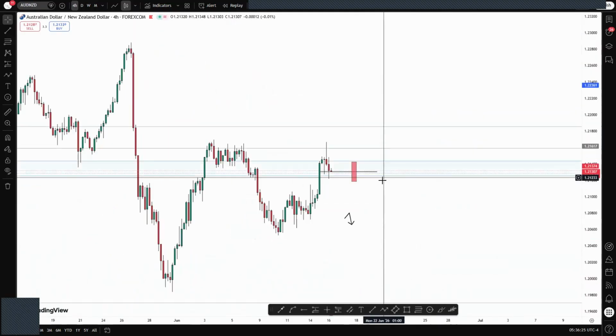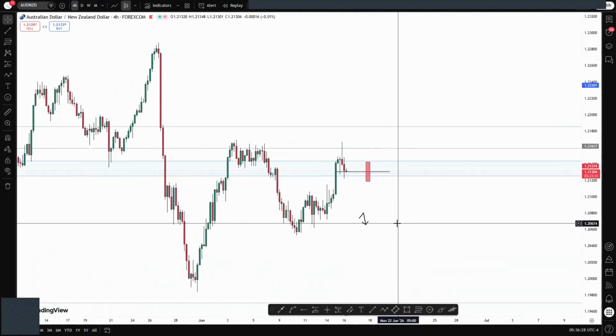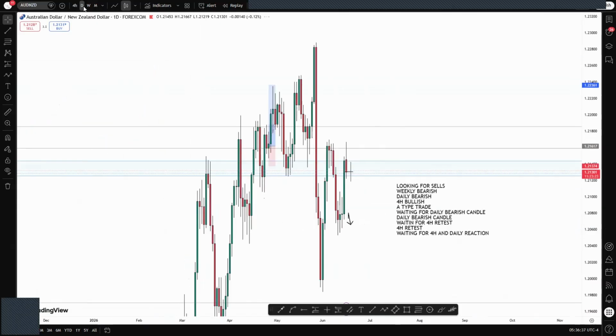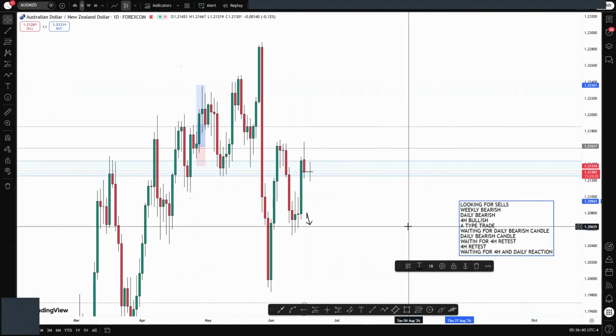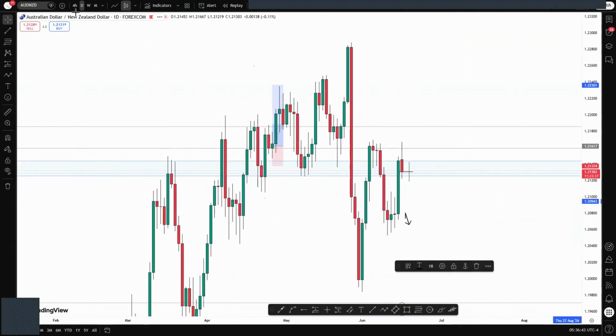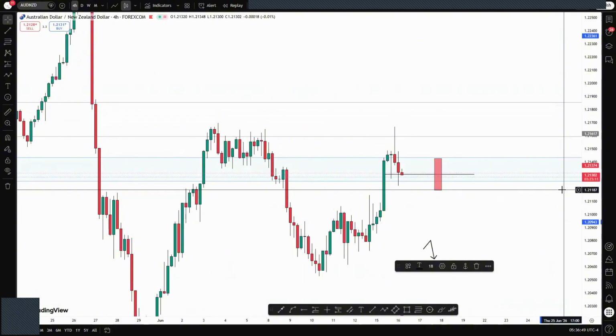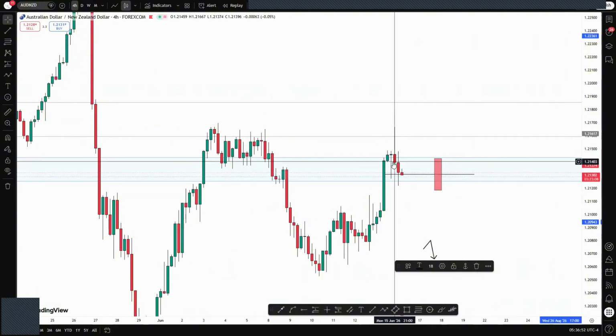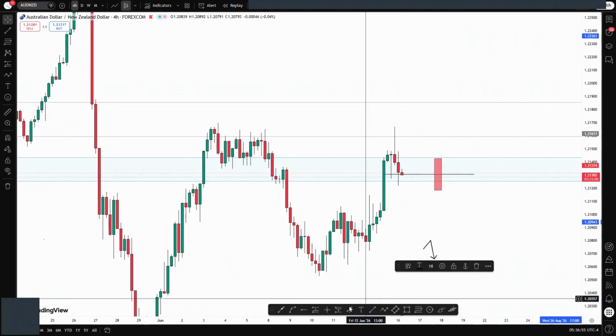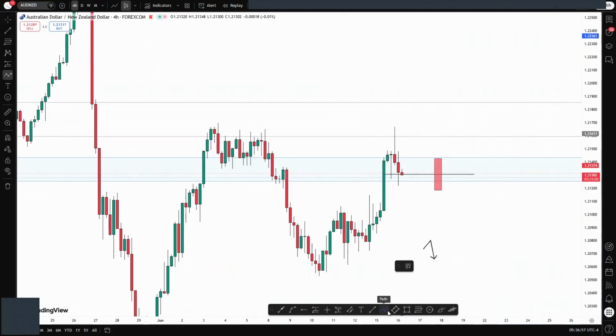Next thing is AUDNZD. I like the daily reaction today. I also like the 4 hour reaction. I would love to see this only thing happening today, so that I can only get the what? A shift tomorrow. And then we can sell.